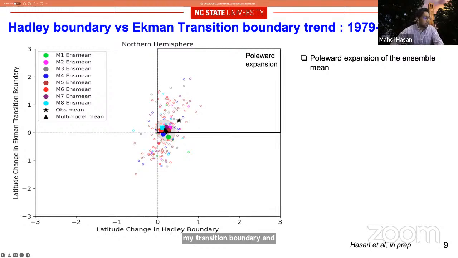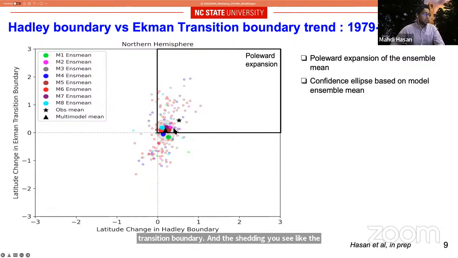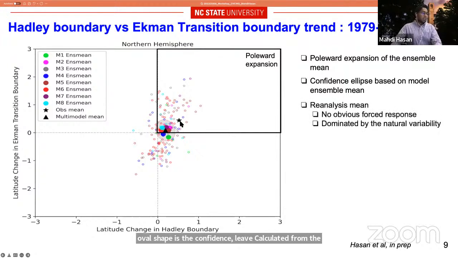The shading you see, the oval shape, is the confidence ellipse calculated from the ensemble mean. We see that the reanalysis mean falls out of the confidence ellipse, but it is within the spread of the ensemble results. That means, since we use 3 reanalyses over a relatively short period of time, natural variability can dominate the reanalysis result. Alternatively, the CMIP6 result shows the forced response, and it's clustered around 0. So we do not see any obvious forced response.